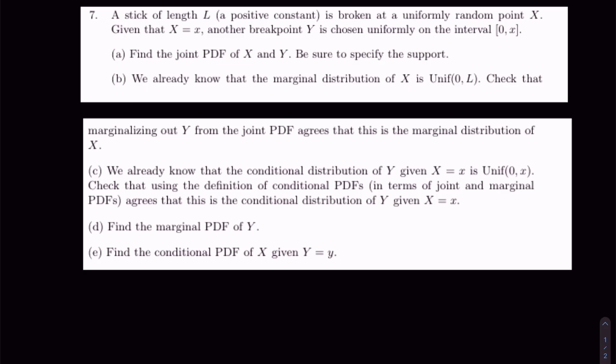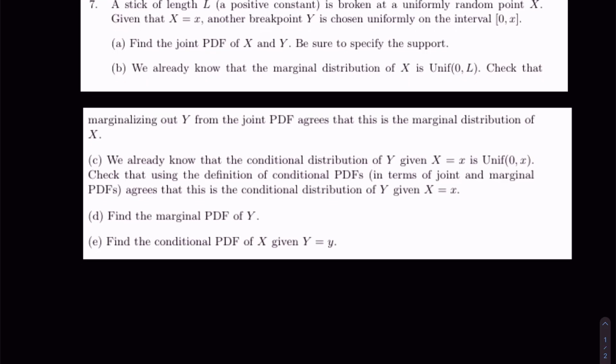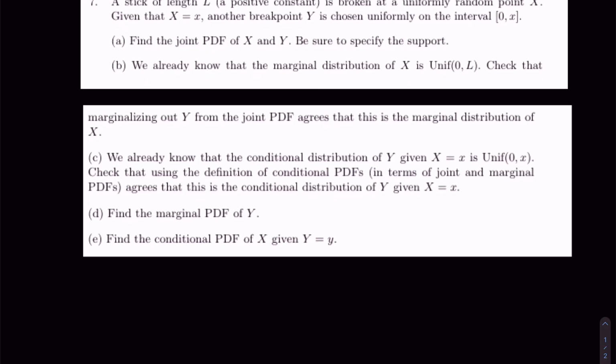A stick of length L, a positive constant, is broken at uniformly random points given by the random variable X. Given that X breaks at little x, another breaking point Y is chosen uniformly on the interval up to x. We are asked to find the joint PDF of X and Y, and we have to specify the support here.